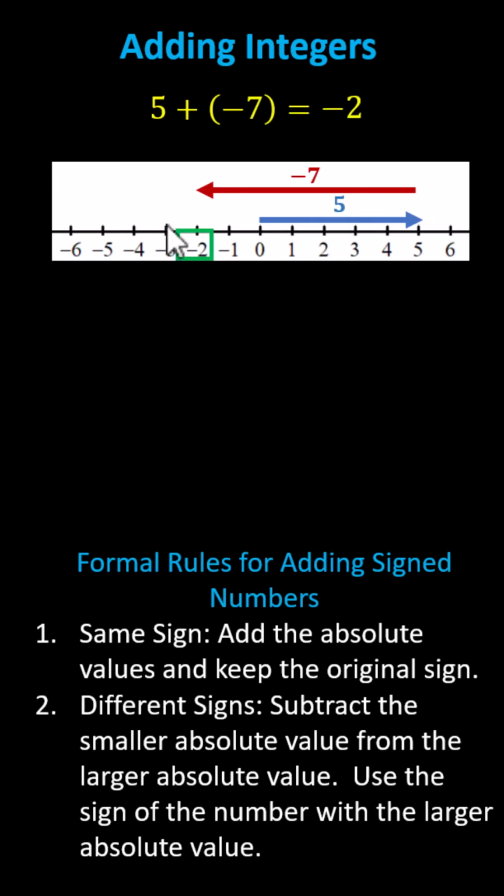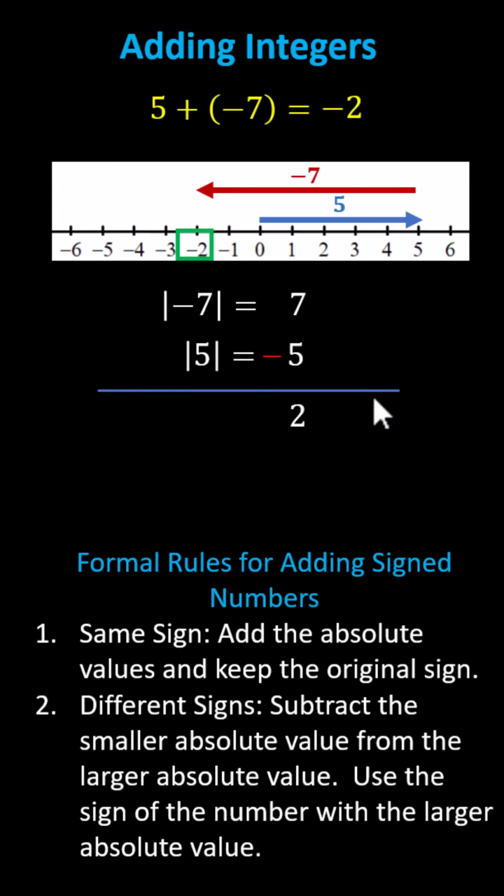Using the formal rules, because we're adding two integers with different signs, we subtract the smaller absolute value from the larger absolute value, and then use the sign of the number with the larger absolute value. Notice negative 7 is going to have the larger absolute value. We start with the absolute value of negative 7, which is 7. Then we find the absolute value of positive 5, which is 5. And now we subtract 5 from 7, which is positive 2. However, because negative 7 has the larger absolute value, we make the 2 negative, giving us a sum of negative 2.